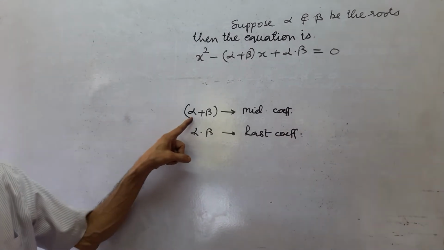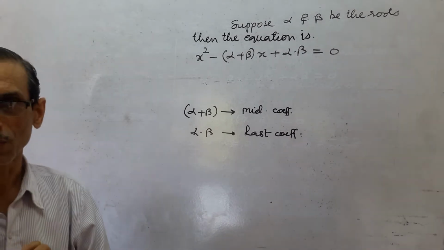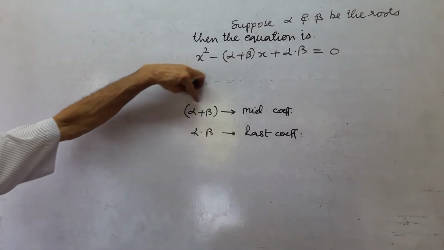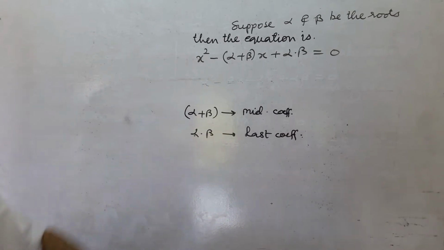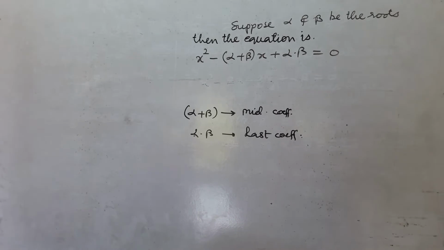Now, if alpha plus beta is given and alpha into beta is given, then how can we find the roots? Once again, alpha plus beta is given and alpha into beta is also given. Then how can we find alpha and beta separately? For that, there is one formula.